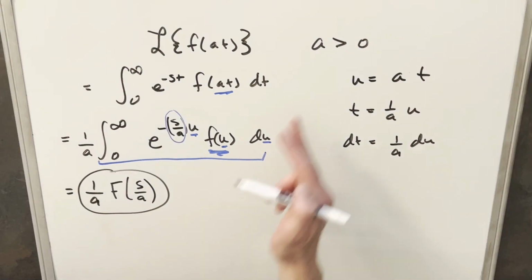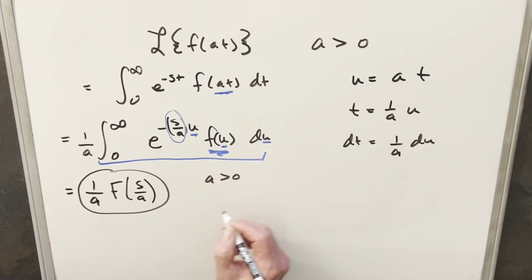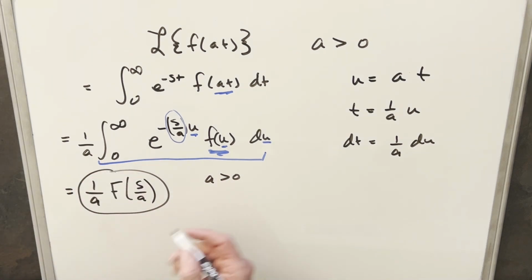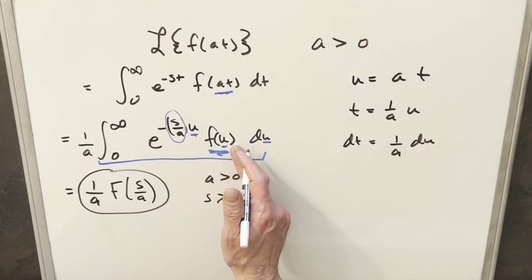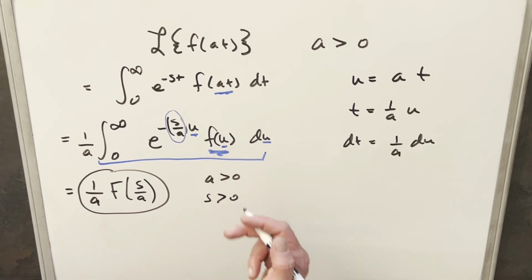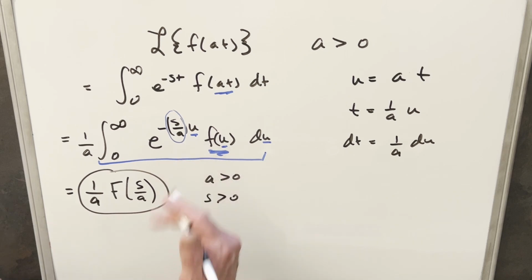And just a quick note on this formula, again, we need this condition that a is greater than 0, but we still need our condition of a regular Laplace transform, so we still want s to be greater than 0, and we still want our f of u or our f of t to be of exponential order so it doesn't blow up faster than the exponential. We have these conditions just so that we're sure this integral converges. Okay, so now that we have this formula, let's see a quick example of this.